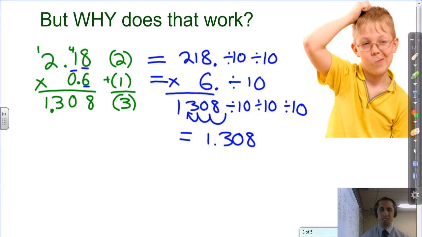That might look confusing to you. You do not have to do that on every problem. I just want you to understand that there's a reason this works.